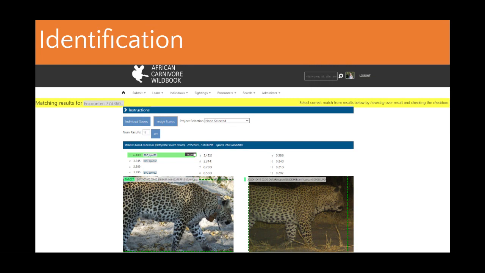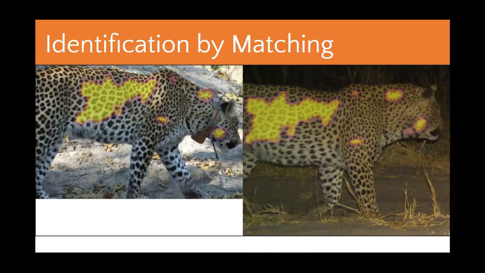So let's find out for sure if they're a match. To get more information from our ID algorithm, I can just click on the Inspect button, and I'll see a hotspotted or highlighted comparison between the target image and the match candidate, telling me what the algorithm sees as matching areas on the two leopards. It's cool, right?